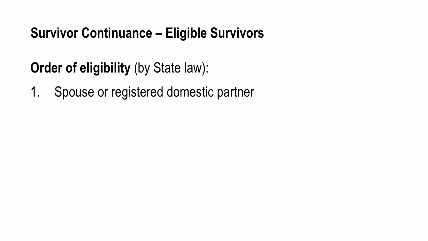Eligible survivors as defined by law are, first, a spouse or registered domestic partner, as long as the marriage or partnership became effective at least 1 year prior to your retirement and is continuous until your death. If there is no spouse or domestic partner, then unmarried children under age 18 would receive the benefit until they turn 18.